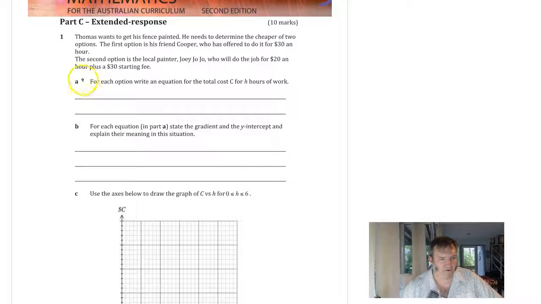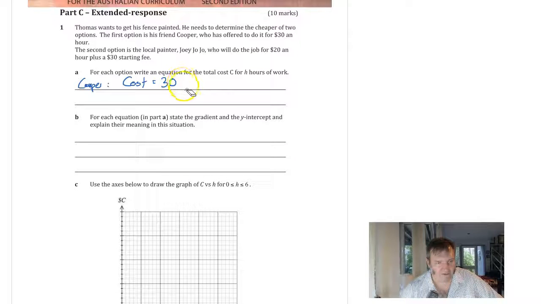So let's write the equation for Cooper first of all. Cooper should be making barrels, not painting, but anyway. Cooper, here we go, who's offered to do it for $30 an hour. So the cost is just going to equal $30 times the number of hours. I'm going to let T equal the number of hours. And it says H for the number of hours, so they've even told us. Do we have to use H for the number of hours? Well, fine. It's going to equal 30 times H. That's all it is. The other one, Joey Jojo.